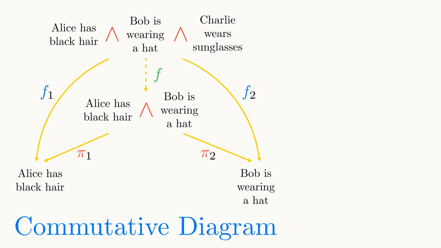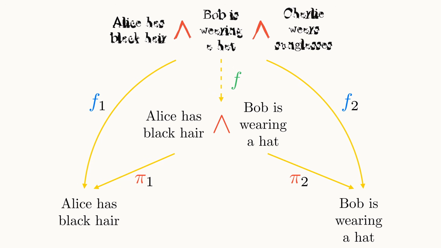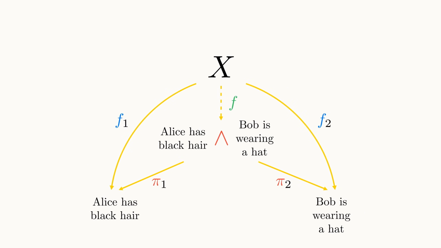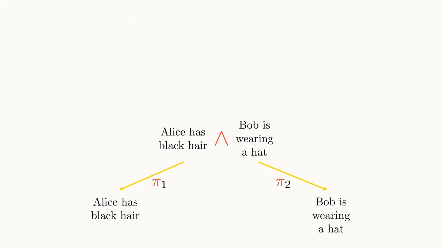To finalise our universal construction, notice that this will be true for any arbitrary proposition X that can be used to prove that Alice has black hair and that Bob is wearing a hat. We can always use the two proofs F1 and F2 to construct a unique proof F that makes this diagram commute. This is therefore a universal property, and is indeed satisfied by our conjunction, so we've successfully found the universal construction of the conjunction of two propositions.